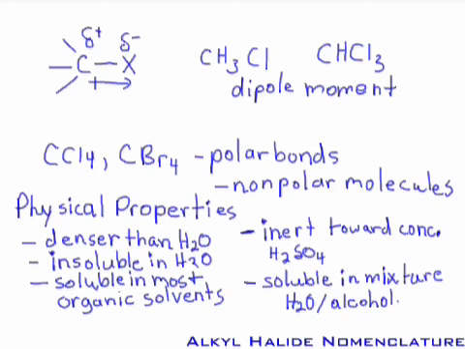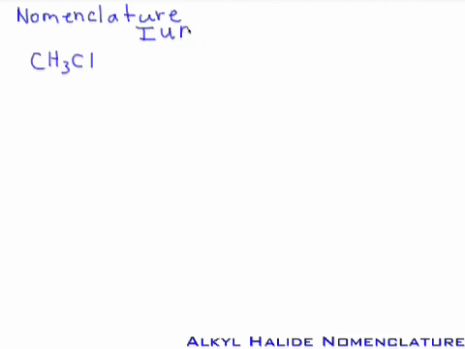Okay. In terms of nomenclature, most of the nomenclature of alkyl halides has already been dealt with. I'm not going to rehash that. I'll give one example. But in the nomenclature of alkyl halides, IUPAC names typically are named as alkanes with halogen substituents. Chlorides are given the prefix chloro. Fluorine is given the prefix fluoro, bromine, bromo, and iodine, iodo. And so we have here chloromethane.